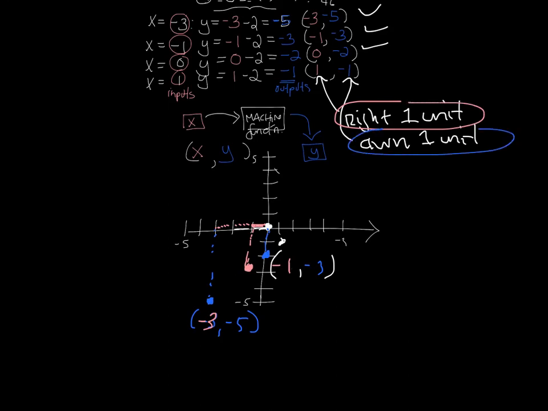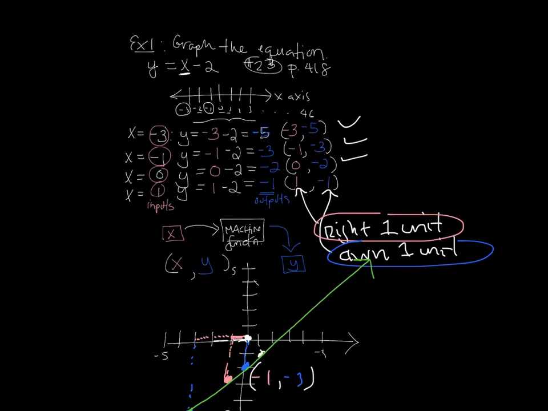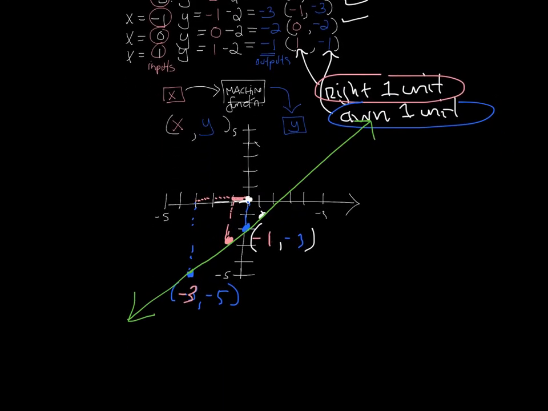Okay, so if you connect the dots, you basically get a line. Pretend I'm using a ruler here. But this is the equation of this line, up here, y equals x minus 2. So you just graphed y equals x minus 2, which is a straight line.